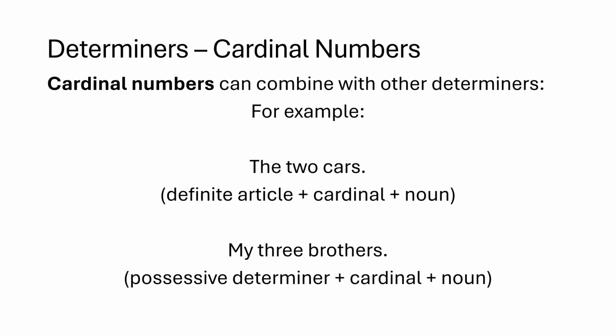Cardinal numbers can combine with other determiners. For example, the 2 cars. The is the definite article, 2 is the cardinal number, and cars is the noun. My 3 brothers. My is the possessive determiner, 3 is the cardinal number, and brothers is the noun.